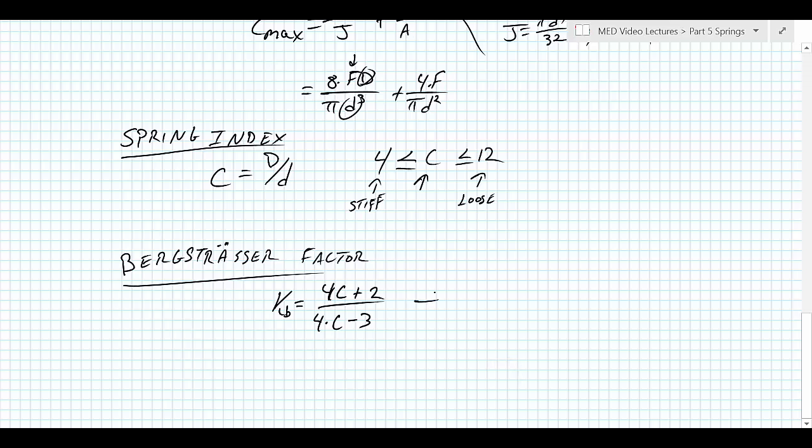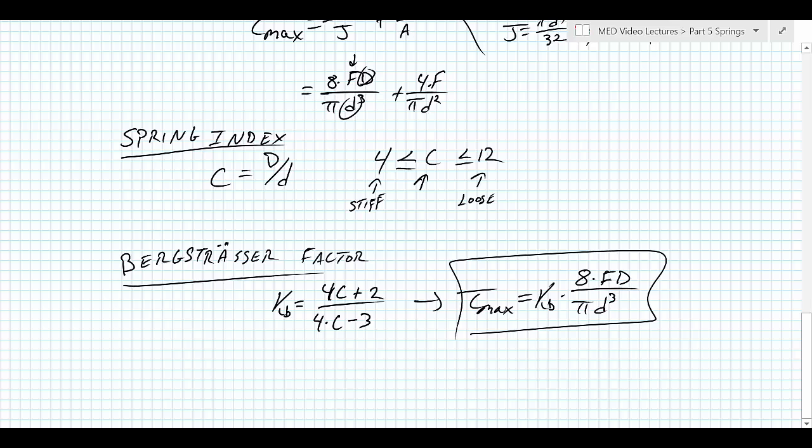Okay, so with the Bergstresser factor, that allows us to have a maximum shear stress of that factor, KB, times 8 times force times the mean coil diameter divided by pi d cubed. That's, of course, for a round wire. So this corrects for the curvature and it corrects for the direct shear.